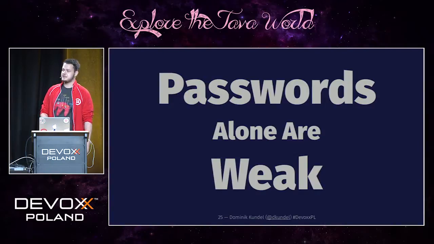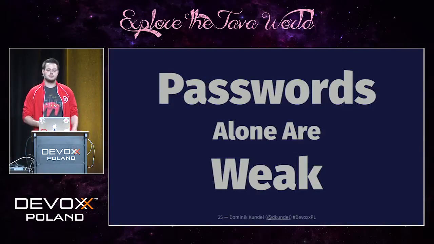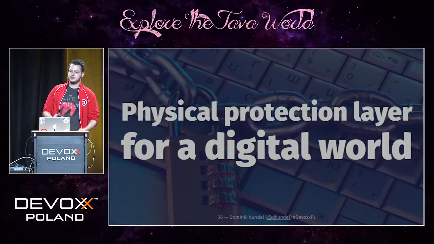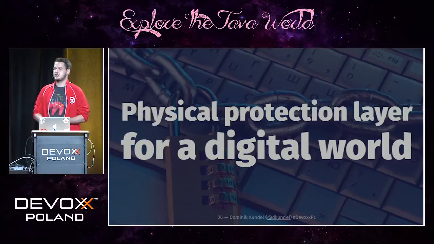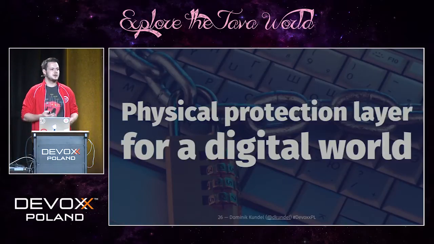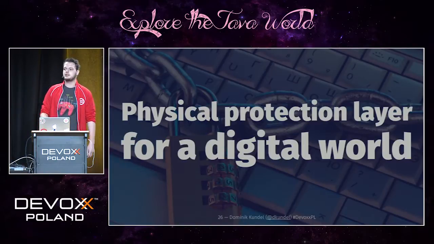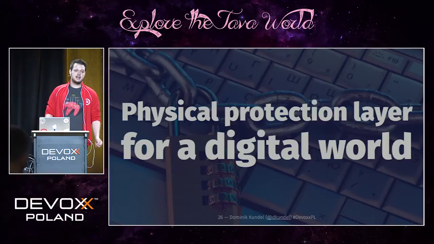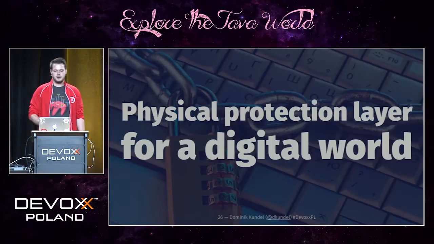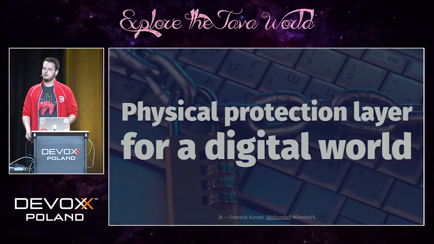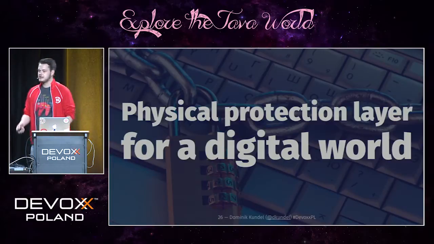So as we've seen, passwords alone are weak. So how do we fix this problem? The solution is to add a physical protection layer to our digital world. Because when a person tries to break into your house, they need to go to your house and then try to pick the lock. Thanks to the internet, hackers can attack you from anywhere. So if we add a physical protection layer, we make it harder for the hackers to attack us and better protect ourselves.